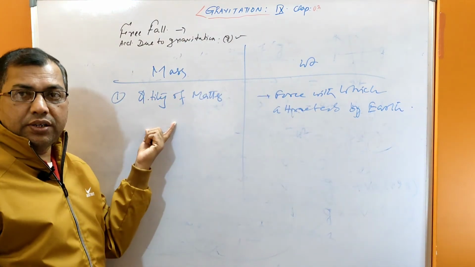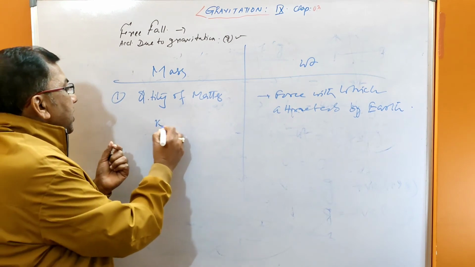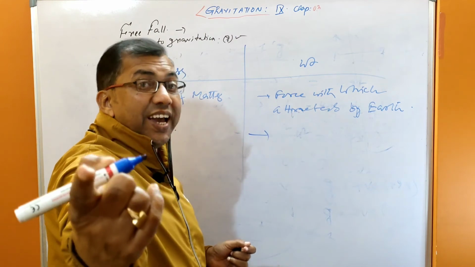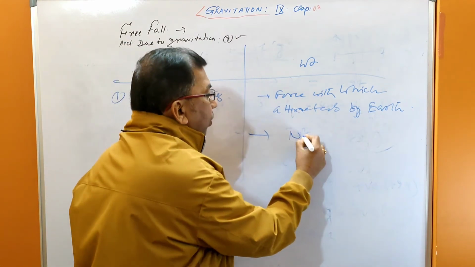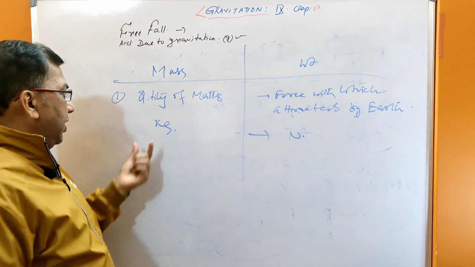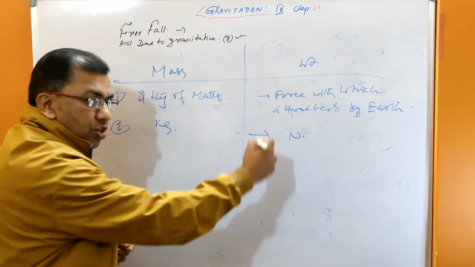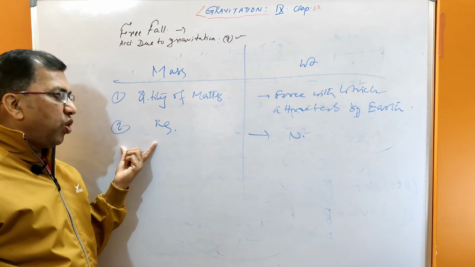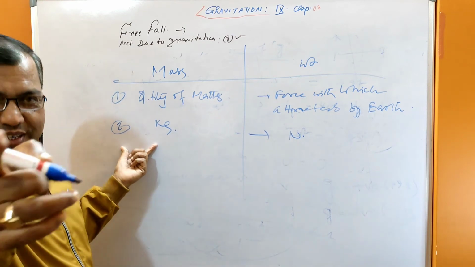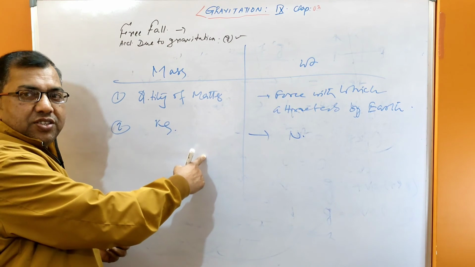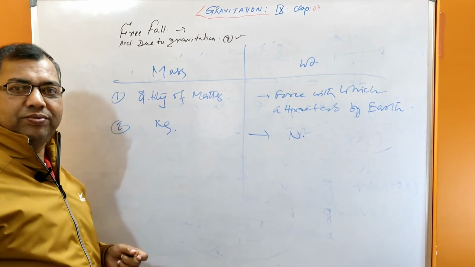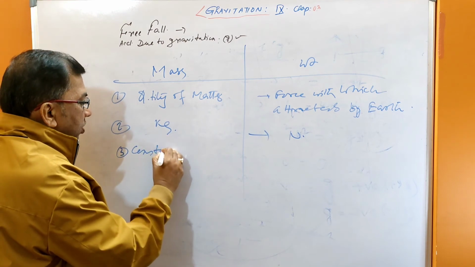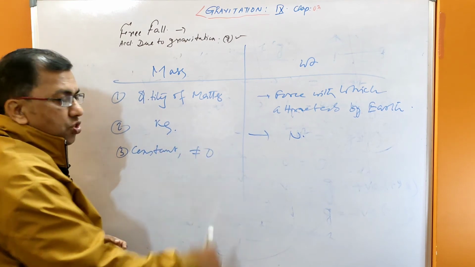And the SI unit of mass is kg, kilogram. What is the unit of weight? As it is a force, the unit of force is Newton. So the SI unit of weight is Newton. Mass is constant. It cannot be changed. It can never be equal to zero.